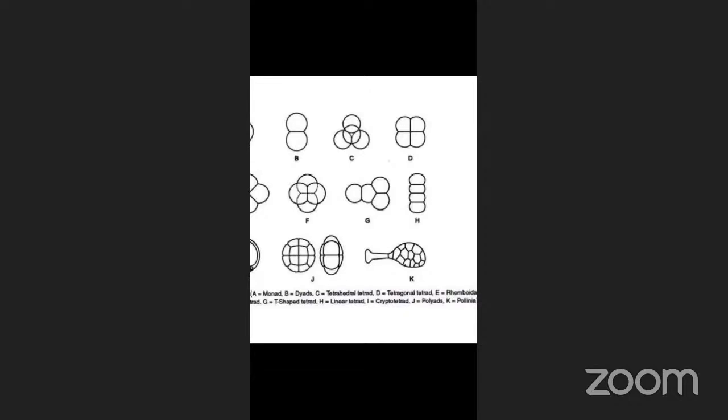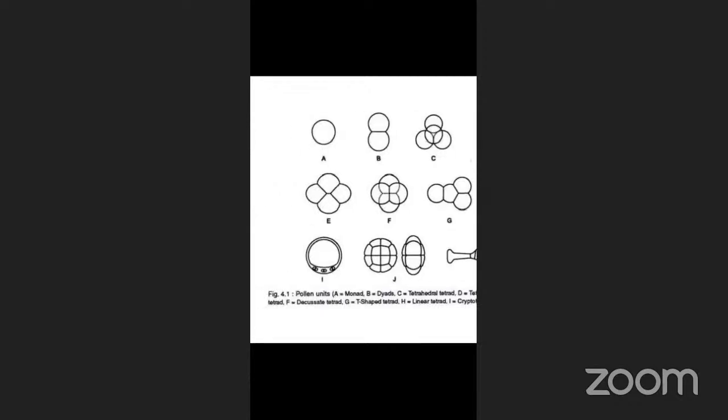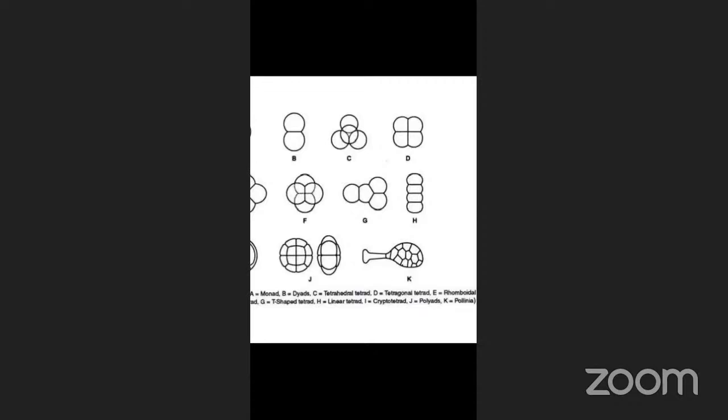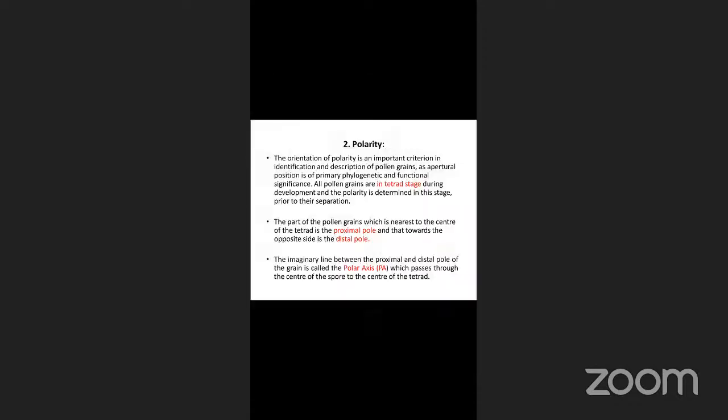Okay, linear units, T-shape, round shape, and octangular, different types of polyads. All these are the shape structures. Polarity means the pollen grain shows two regions, that is the proximal pole, upper side, and lower side, the distal face, distal pole. Upside proximal, lower side distal pole, that is polarity.